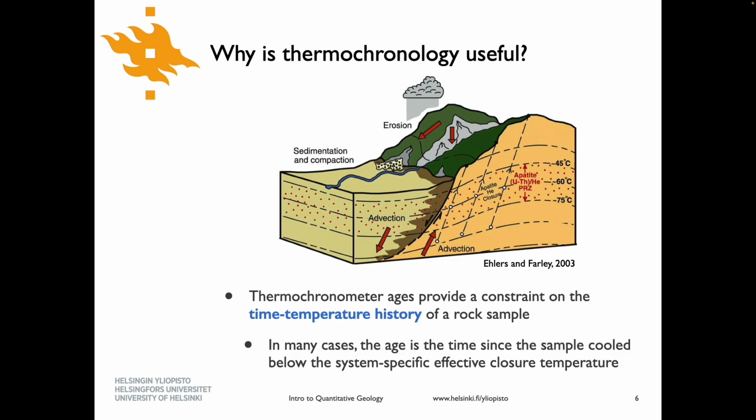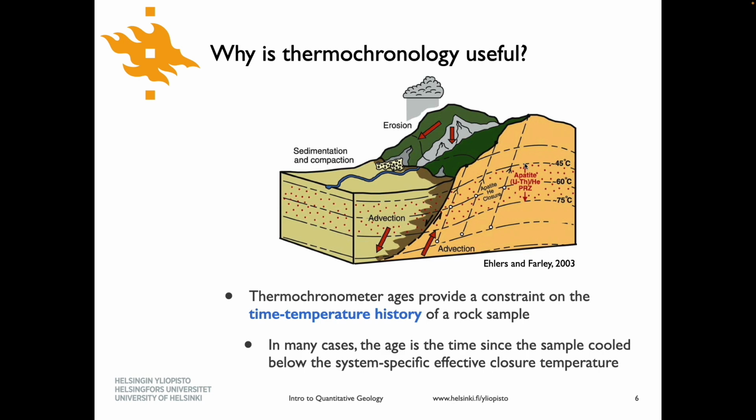Now, before we get into the details of those methods, it's also useful to think about why we care about this. Why is it useful? With a thermochronometer, basically what you record is a time-temperature history. If you have a single age from a single mineral, you have a date at which that mineral passed through its effective closure temperature, and then you've collected it at the surface, and you know it's taken that long to travel from some depth in the Earth up to the surface.